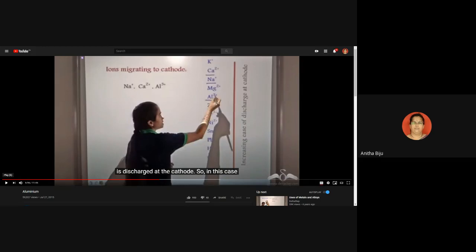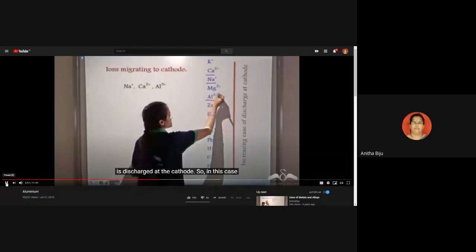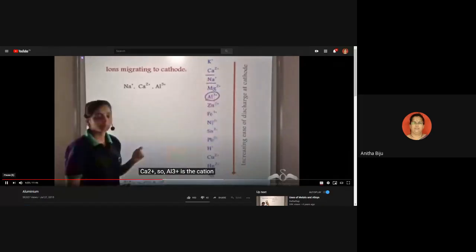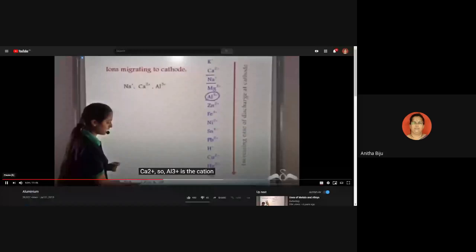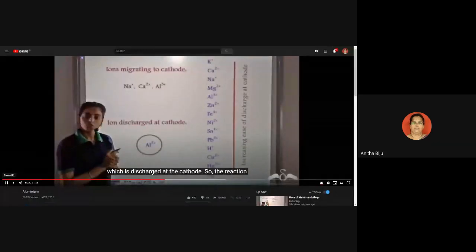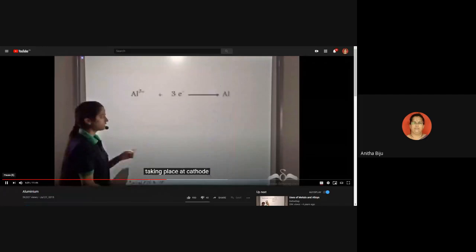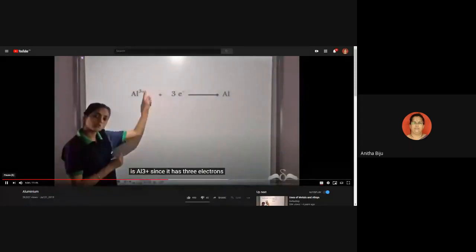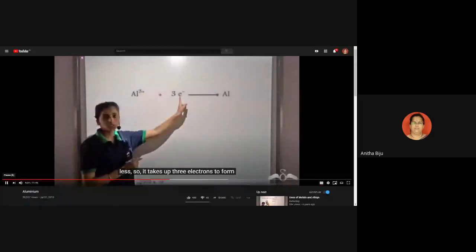So you can mention this point only. We don't want any electrochemical series here. Simply you can mention aluminium ion gets discharged at the cathode. Okay. In this case, Al3 plus lies below Na plus and Ca2 plus. So Al3 plus is the cation which is discharged at the cathode. So the reaction taking place at the cathode is Al3 plus. Since it has 3 electrons less, it takes up 3 electrons to form neutral aluminium.